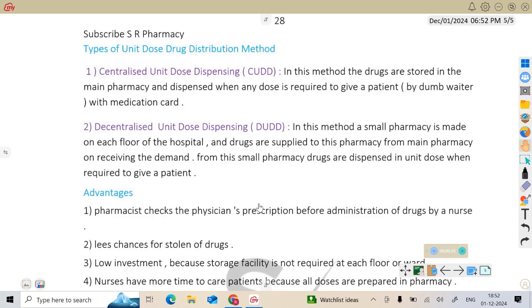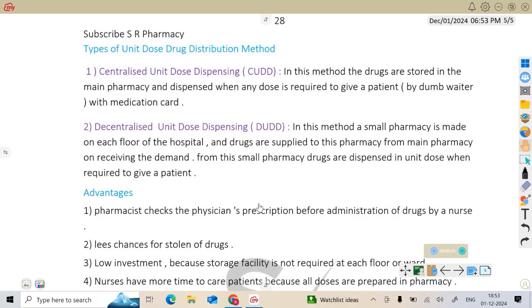These are the types of unit dose drug distribution method. There are two types, that is CUDD and DUDD. CUDD is the centralized unit dose dispensing. In this method, the drugs are stored in the main pharmacy and dispensed when a dose is required to give to a patient by trolley with the medication card.